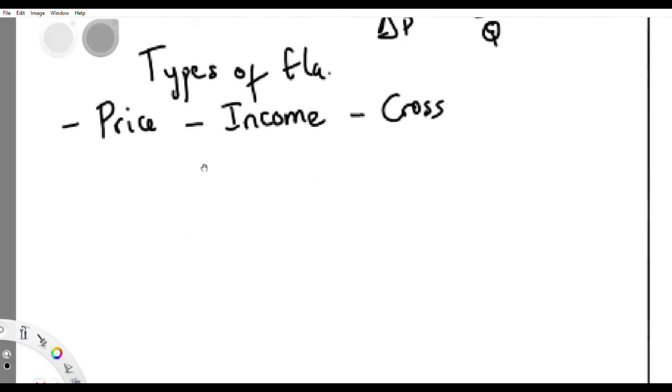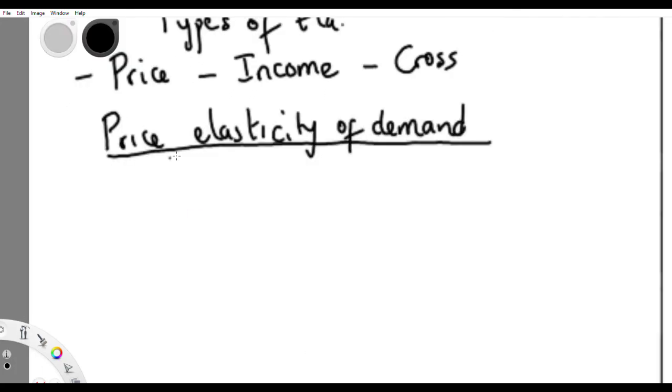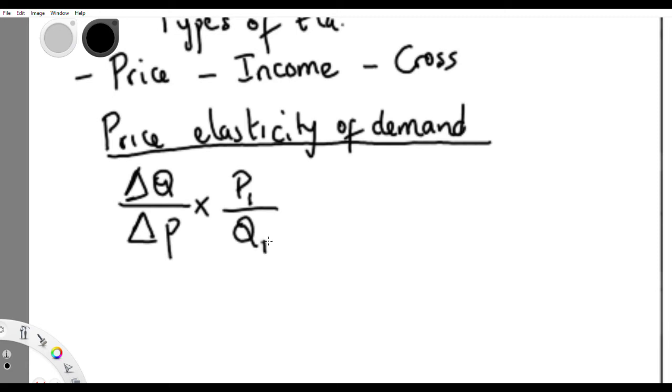So, price elasticity of demand. Price elasticity of demand is just like we've mentioned. This one is at a particular point. So it is percentage change in quantity over percentage change in price, which is change in quantity over change in price times initial price over initial quantity. Okay, that's the formula for calculating.